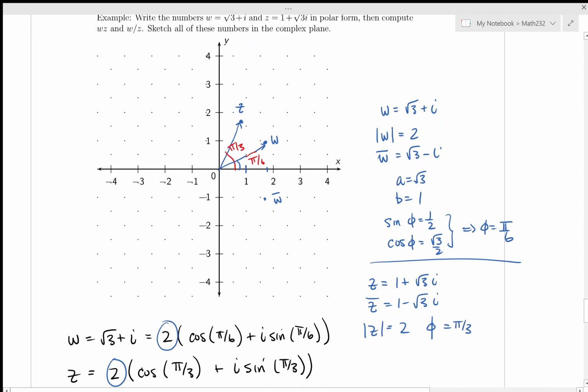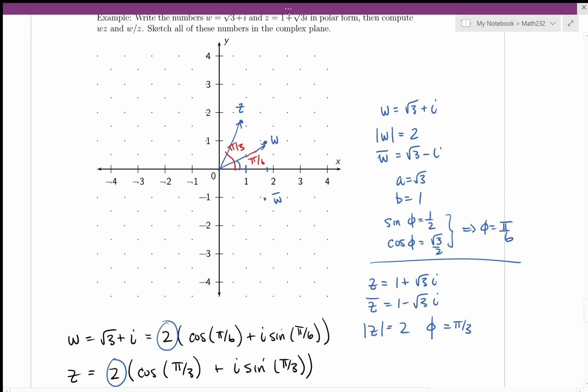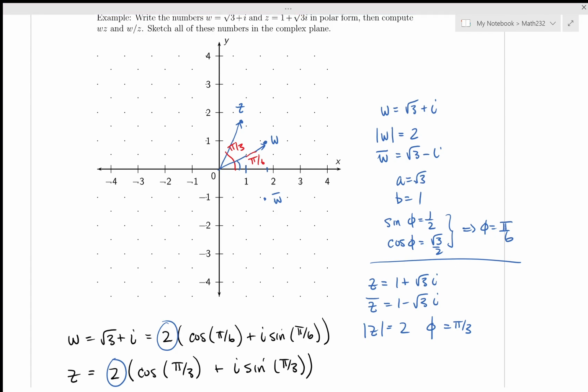2 times 2, I'm just going to make sure I do this correctly, is 4. So let me draw that here. Let me draw this 4i. Basically, we know it's 4i, so it's right here. I want to get another color. It is right here. Okay, 4i is right here. This is 4i.